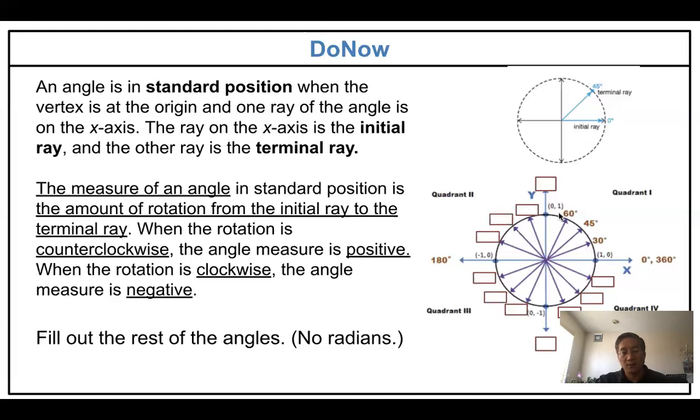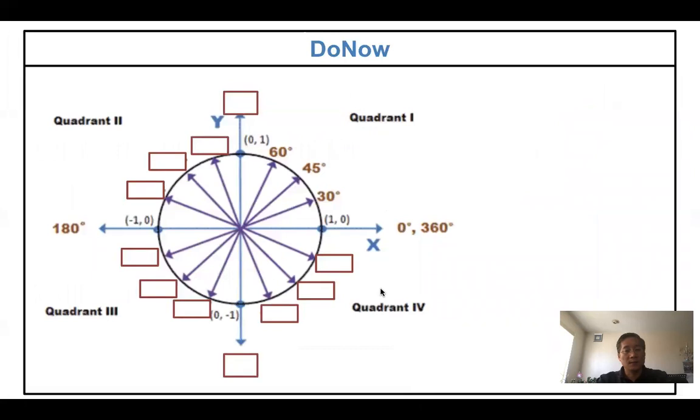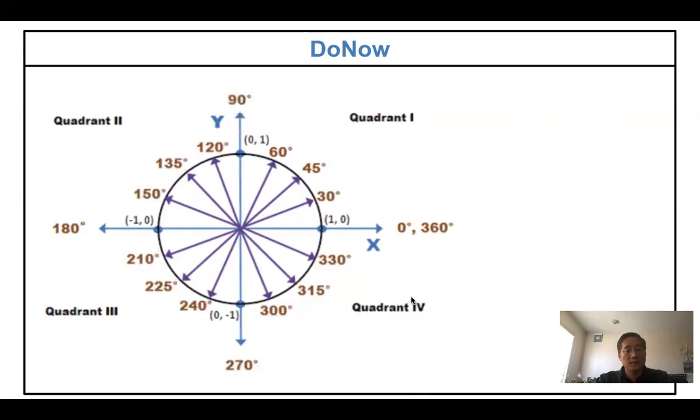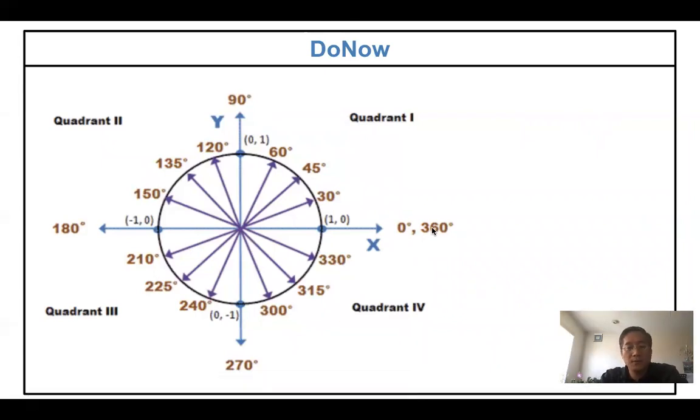Can you fill out the rest of the angles? But I'll show you the angles now. 0, 30, 45, 60, 90. 90 plus 30 is 120. 45 plus 90 is 135. 60 plus 90 is 150, 180. 30 plus 180 is 210, 225 degrees, 240, 270 degrees, 300, 315, 330, and 360 degrees. Please be familiar with these angles.